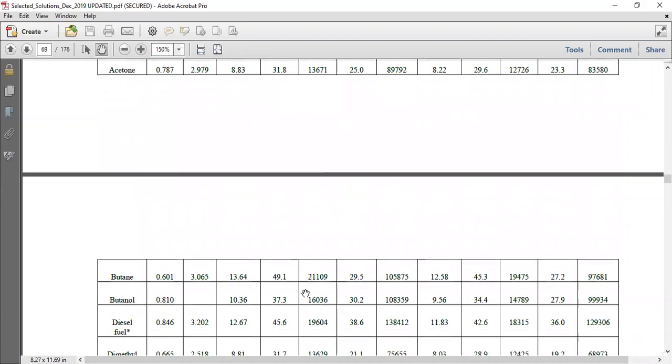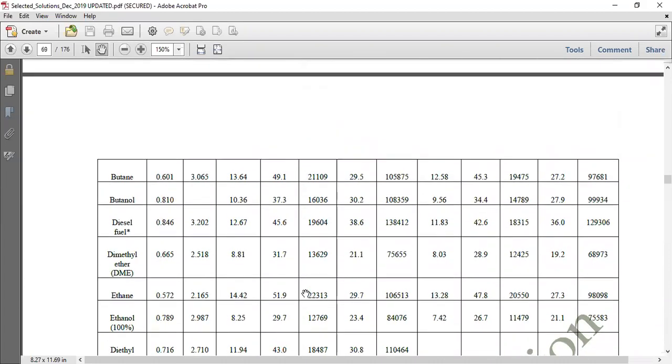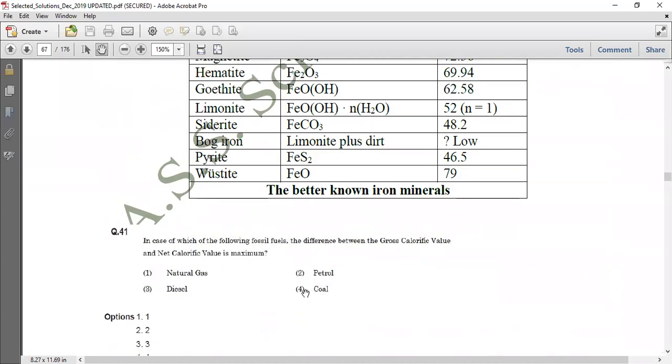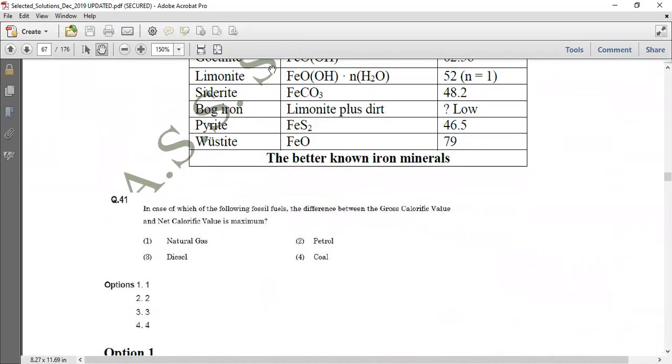You can see acetone, butane, diesel. So among the given values, it's basically a database question, right? So here the correct answer is natural gas. Is it clear to everyone? Is question number 41 clear to everyone? Anyone having any doubt in this? Anyone? Anyone having any doubt? Clear.